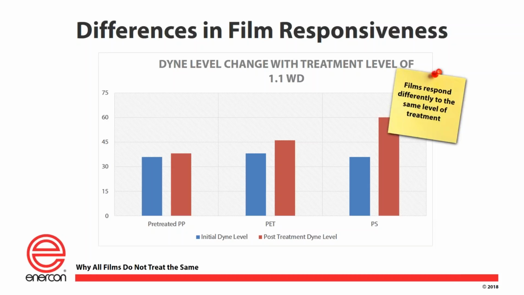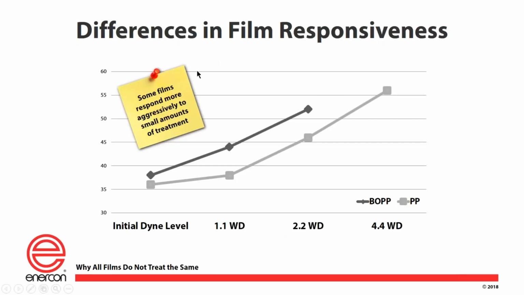Well, the point of the slide is just to illustrate that while it's possible from time to time the treater can be a source of concern there, realistically, you've got to take a look at the type of film you're treating and then the characteristics of that film. So again, as we show here, some films respond more aggressively to small amounts of treatment.